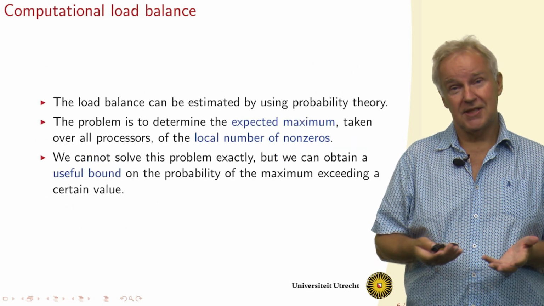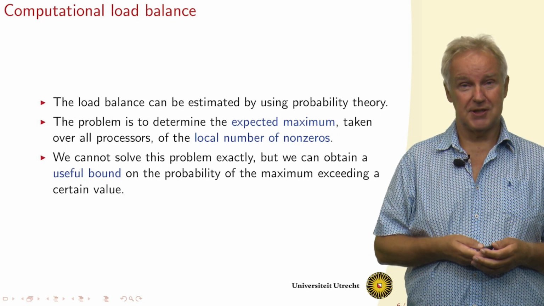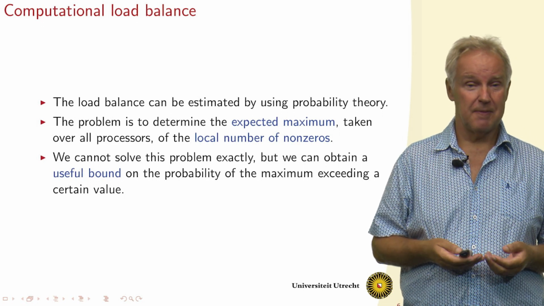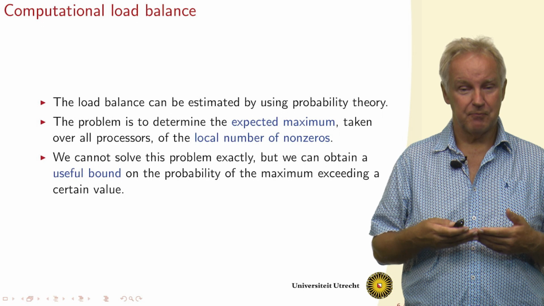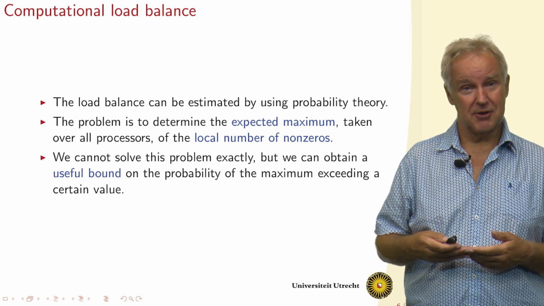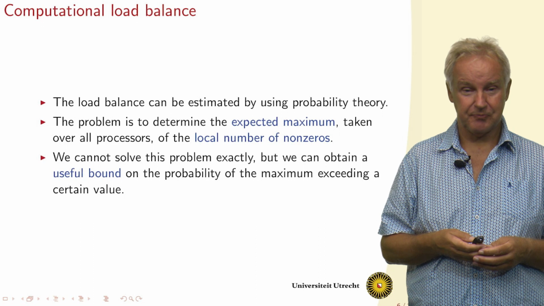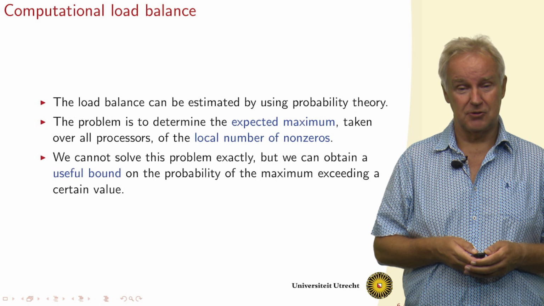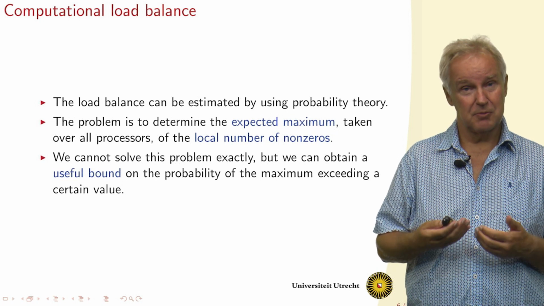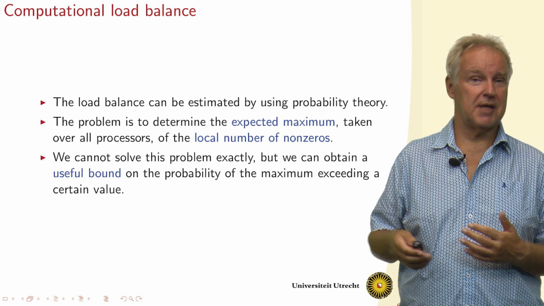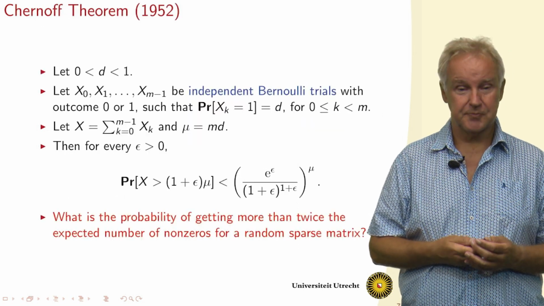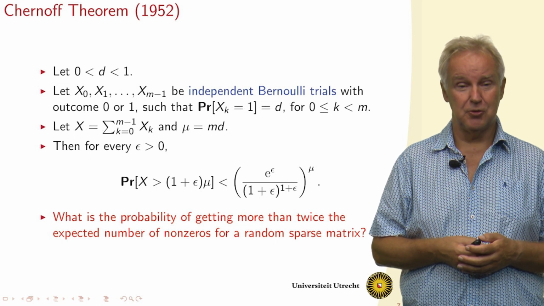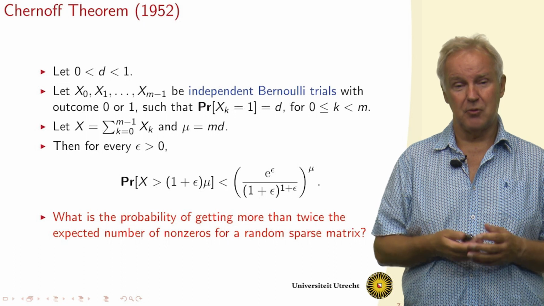A question then is, what will be the computational load balance? And that really is the question asking for how many non-zeros does the processor have that has the maximum. We cannot exactly solve this, but we can give a bound on the probability that the maximum exceeds a certain value. And we can do that by a theorem by Chernoff from 1952. And the theorem says the following.